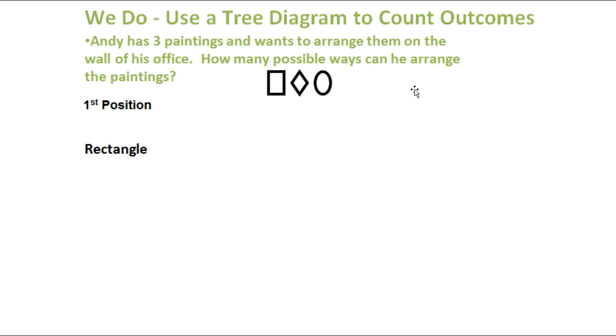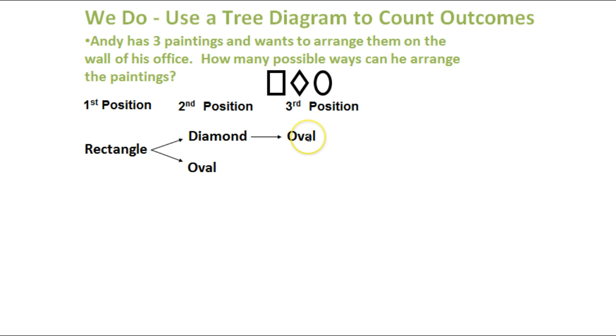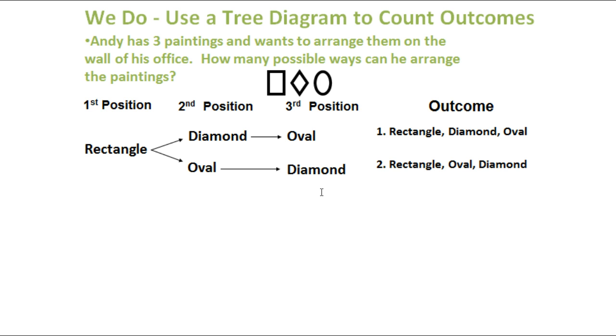If the first one is a rectangle, then what are my options for my second position? Well, let's see. If I use the rectangle first, that means I'm only left with either the diamond or the oval, one of the two. So the diamond or the oval. And then if I use the rectangle first, then the diamond, I only have one option. The last one has to be in third position, the oval. Or if I went rectangle, then oval, my third position would be a diamond. That would give me 2 different possible outcomes right here. Either I could do a rectangle, a diamond, then an oval, or a rectangle, an oval, then a diamond.